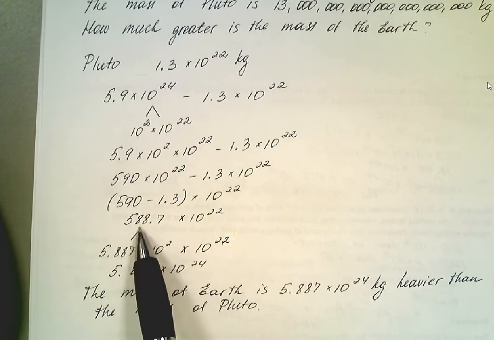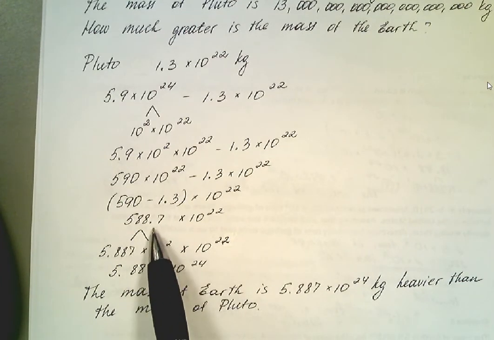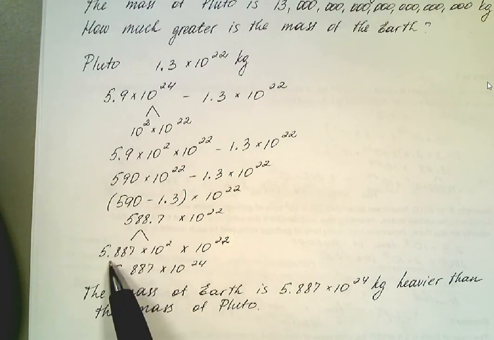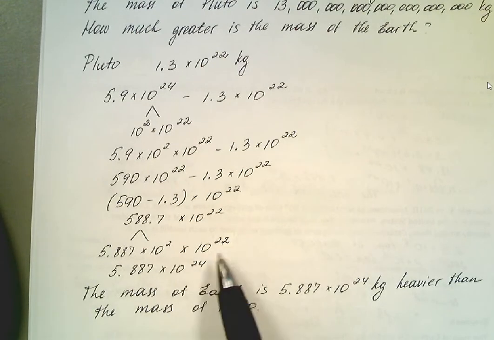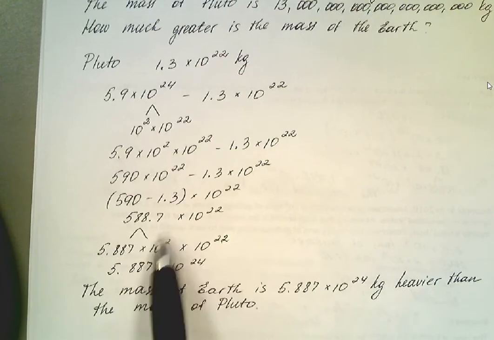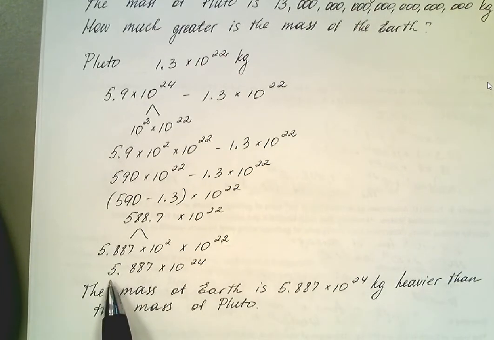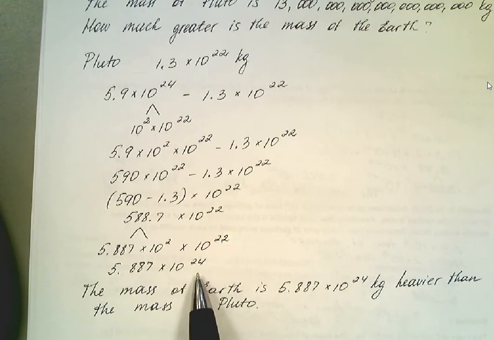Now, 588.7 is not written in scientific notation, so we are going to rewrite that. 5 and 887 thousandths times 10 to the second and times 10 to the 22nd. We are combining powers of 10, and we get 5 and 887 thousandths times 10 to the 24th kilograms. That is how much heavier the mass of the Earth is than the mass of Pluto.